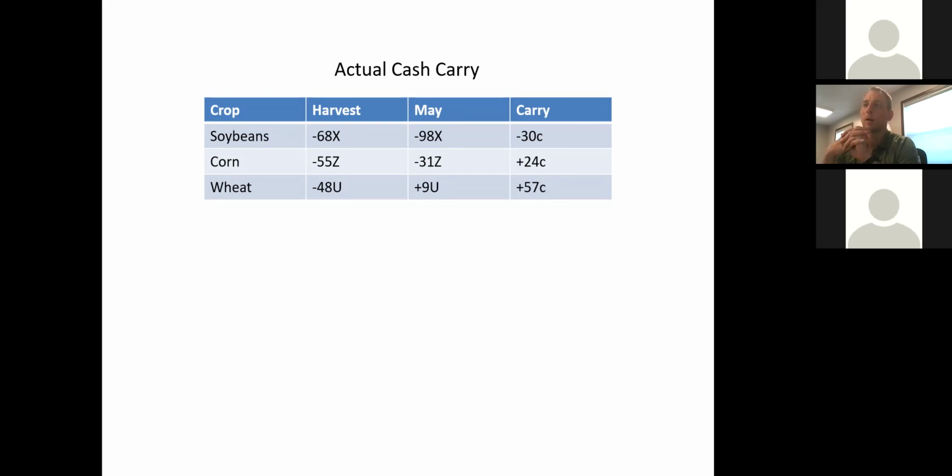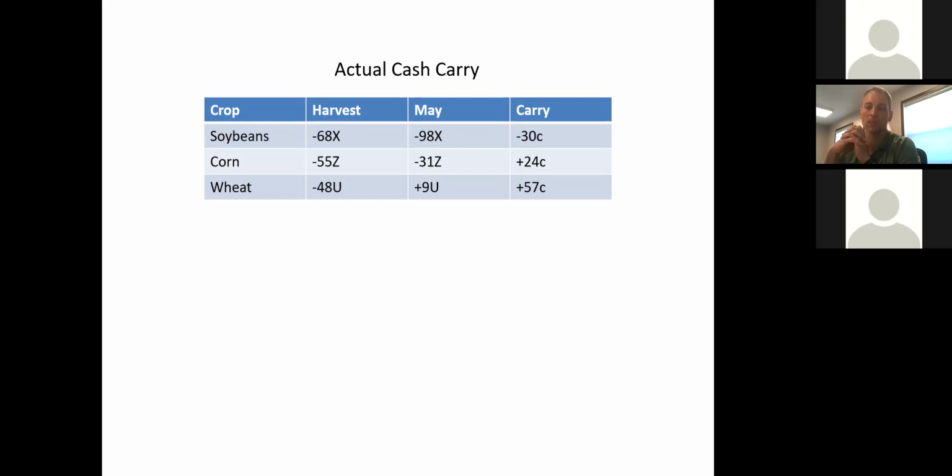In wheat, harvest basis is 48. The May equivalent of that is 9 over the September, because we're going to probably see May delivered basis, I guess, in the 28 under area, and you've got a 37-cent carry in futures from harvest until May. Total carry between futures and basis on wheat is about 57 cents a bushel. So take a look at your carries, and you tell me what pays more to put in the bin.